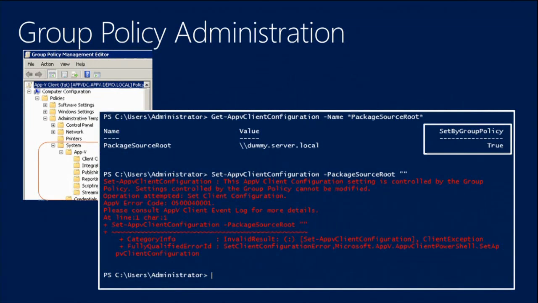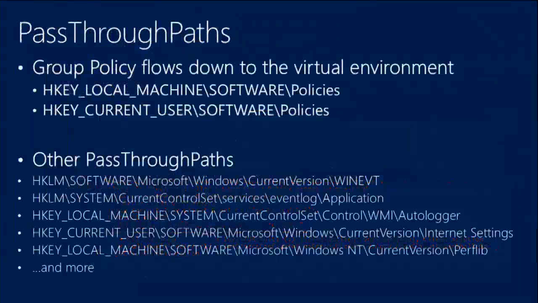All these configurations are done through group policy. You can actually see if a configuration is set by group policy, and the AppV client will respect that in any way, even if you're an admin. So if you've run into that packet source root thing and you say, okay, just delete that setting, that's not possible if it's set by group policy. So be very careful with everything you set through group policy, because it's not going to be changeable on the client.